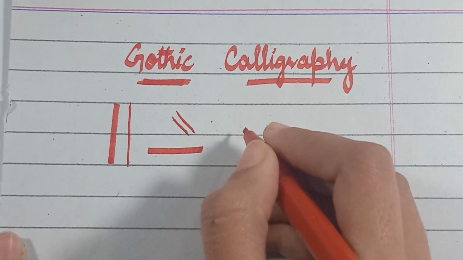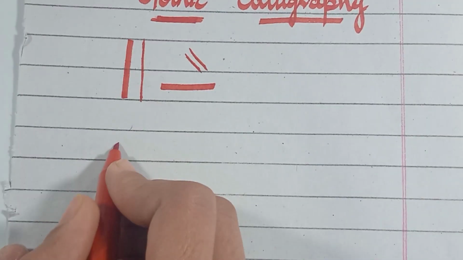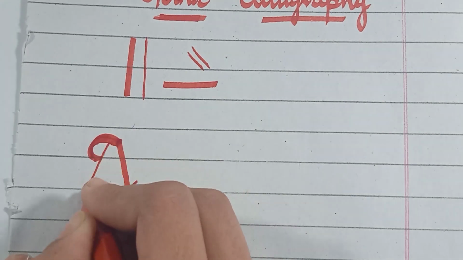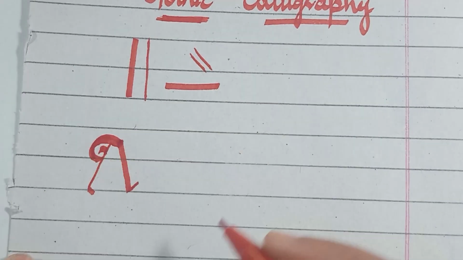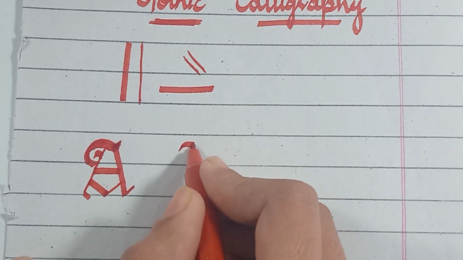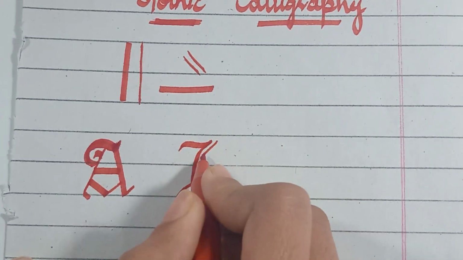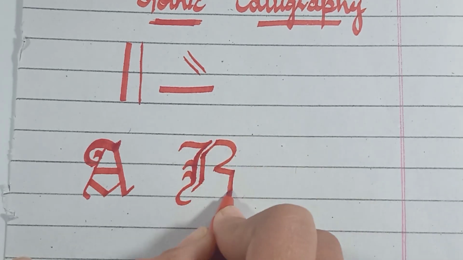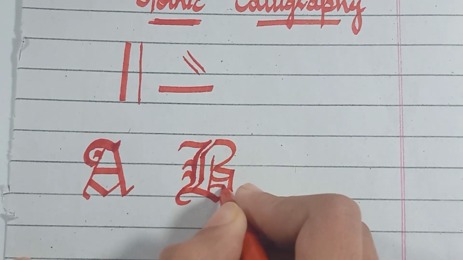So first of all, we will move ahead towards A, and first of all write a thick line, and after that draw a thin line here, and again we use a thick line and a thin line. Similarly, we will use the same pattern. We will add some thick and thin lines in writing B also.